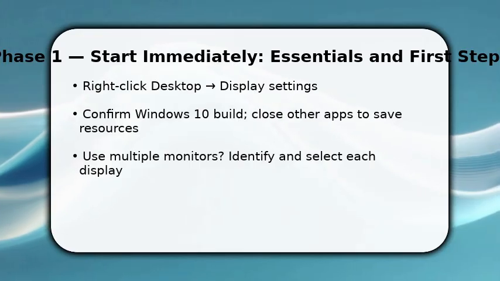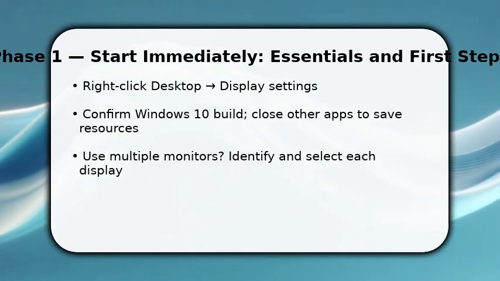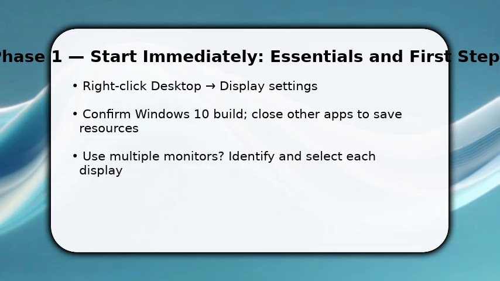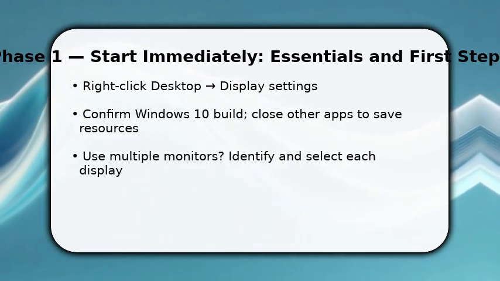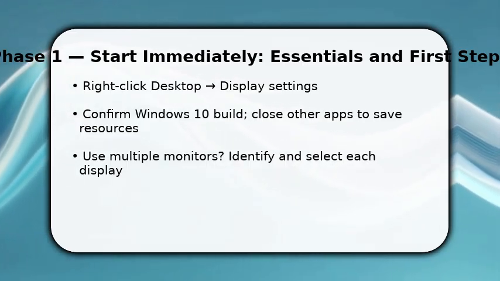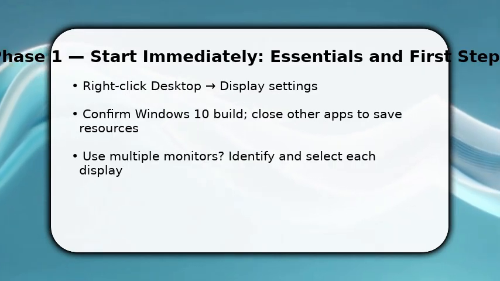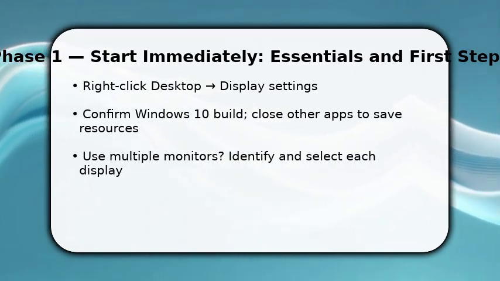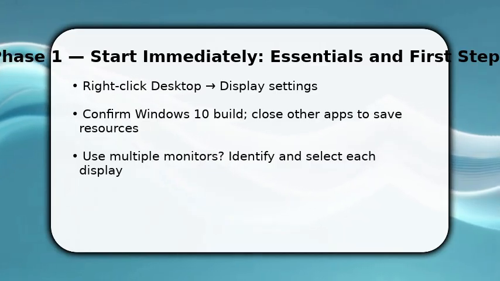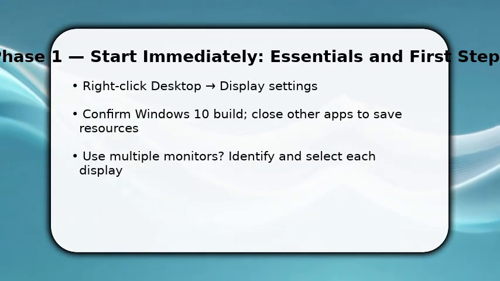You start by opening Display Settings, right-click on the desktop and choose Display Settings. Once done, make sure you identify which monitor is which, because you will apply changes per screen. Close heavy apps to avoid lag while adjusting resolution or scaling. You should also check that Windows 10 is not in tablet mode. That can change available options.